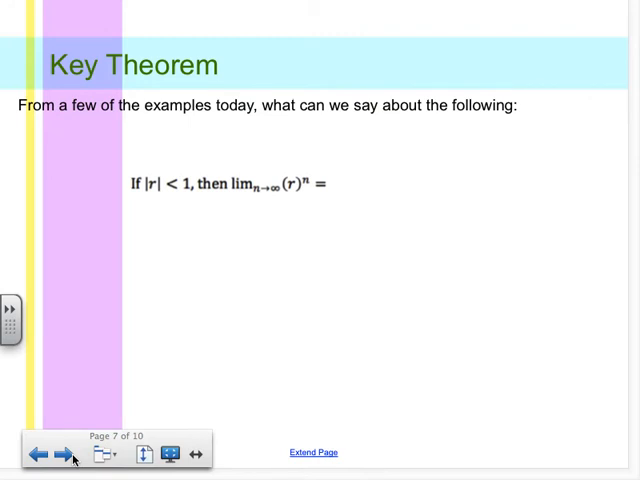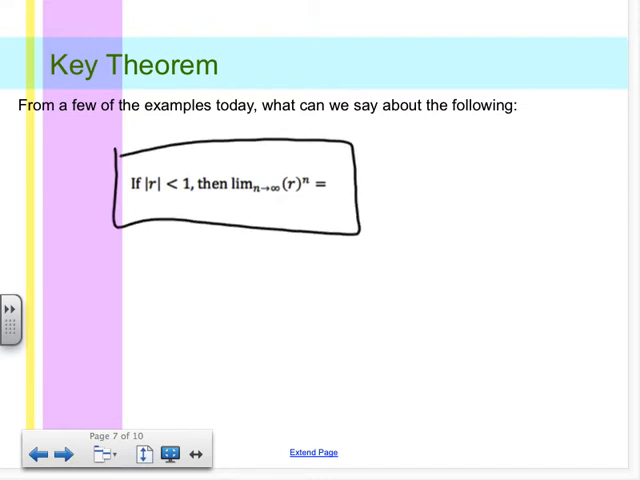Now, this is going to be an important theorem for you to write down. Make sure you put this somewhere. What we should notice is if we have an r value whose absolute value is less than 1, then the limit as n approaches infinity of r to the n is going to be equal to 0.